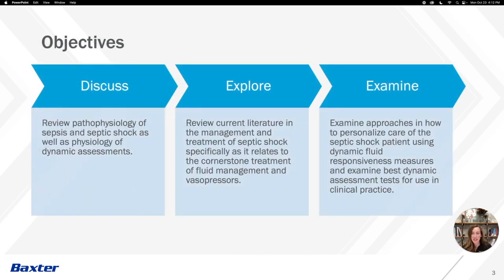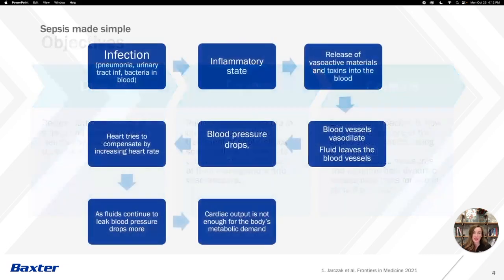Our objectives for today's lecture: we're going to review the pathophysiology of sepsis and septic shock, as well as the physiology of dynamic assessments, review the current literature in the management and treatment of septic shock, specifically as it relates to the cornerstone treatment of sepsis and septic shock, which is fluid management and vasopressors, and then examine approaches in how to personalize care of the septic shock patient using dynamic fluid responsiveness measures and examining best dynamic assessment tests that you can actually use at the bedside.